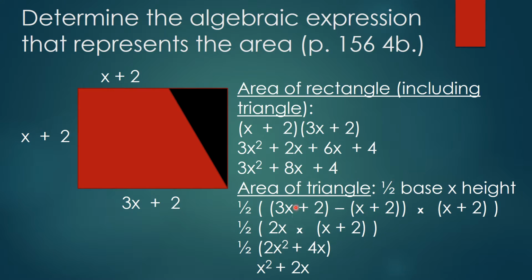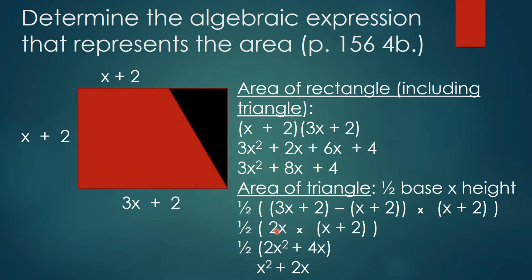So we have to simplify this. 3x plus 2 minus x plus 2. 3x minus x is 2x. 2 minus 2 is 0. So the length of this base is 2x. And the height we said was x plus 2. So we have to calculate the area of that black triangle.